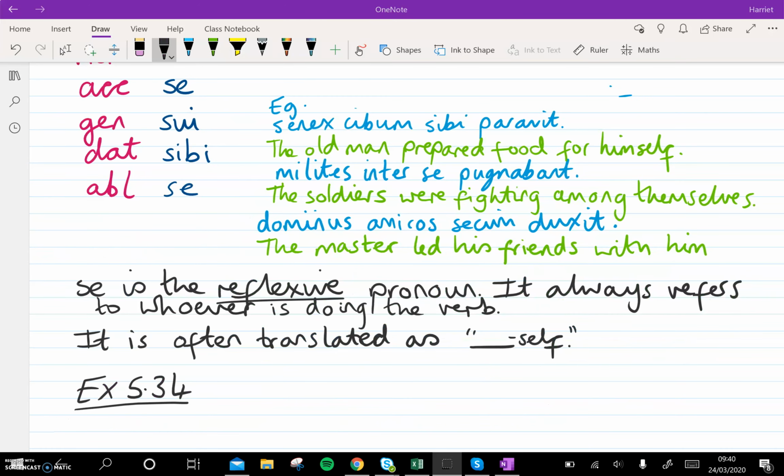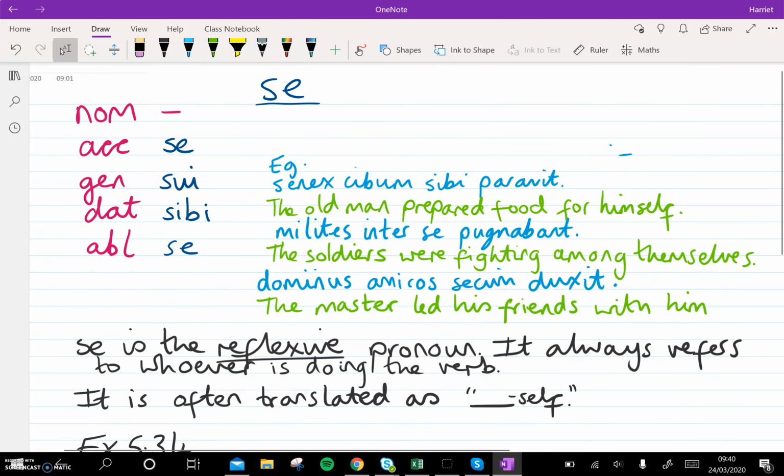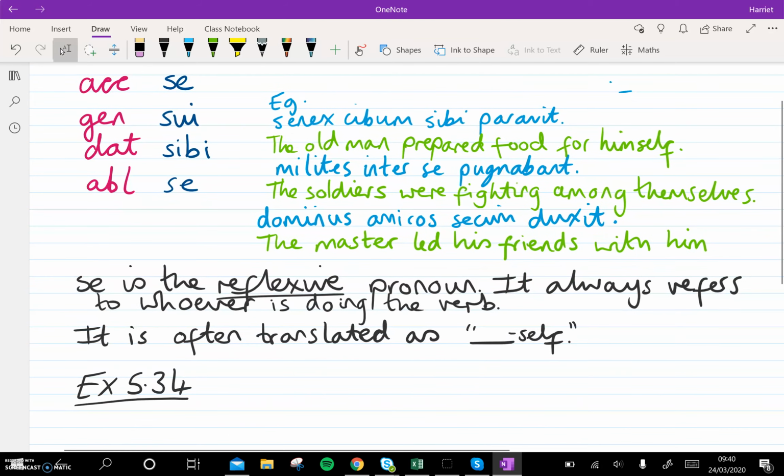Okay, boys, so your notes so far should have the table here and then those 3 examples. I'd also like you to add this information at the bottom just so that you can make sure you fully explained it to yourself in your notes. So se is the reflexive pronoun. It always refers to whoever is doing the verb. It is often translated as self. Okay, but as we noted with that 3rd example, it doesn't always have to be translated as self.